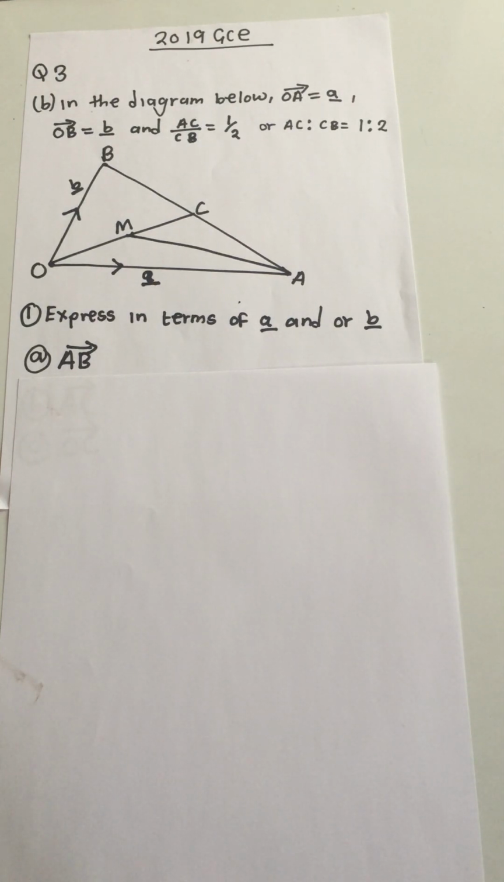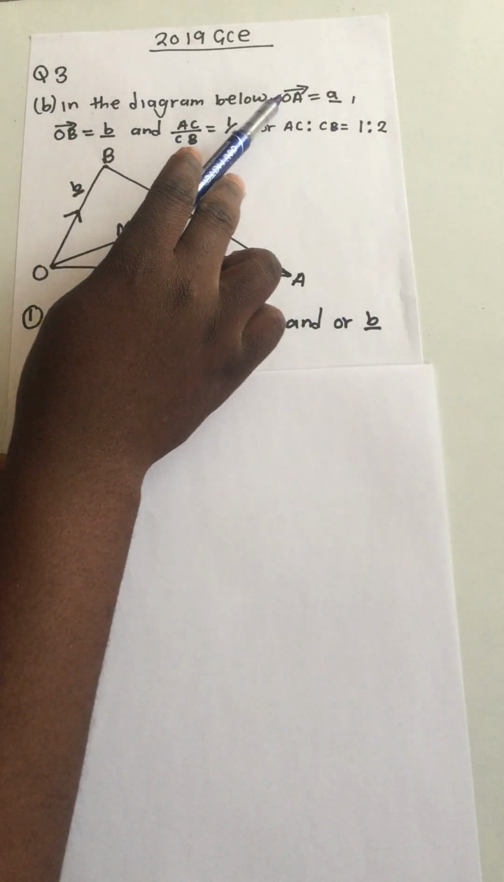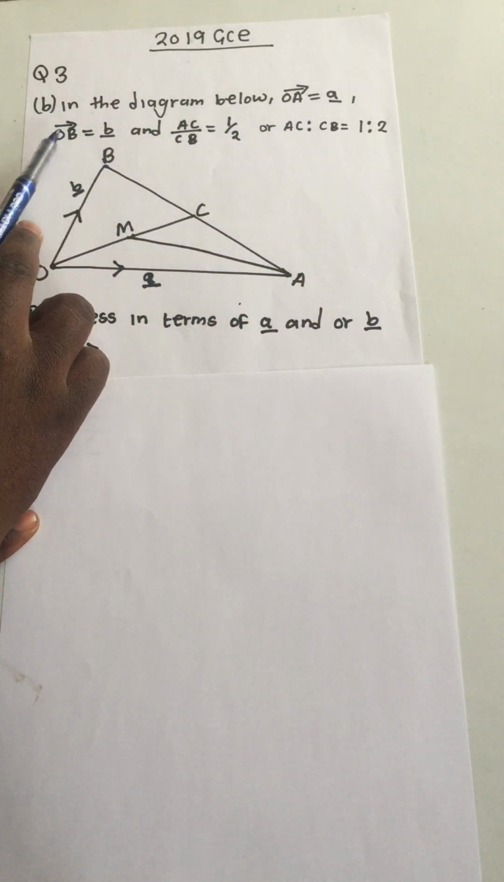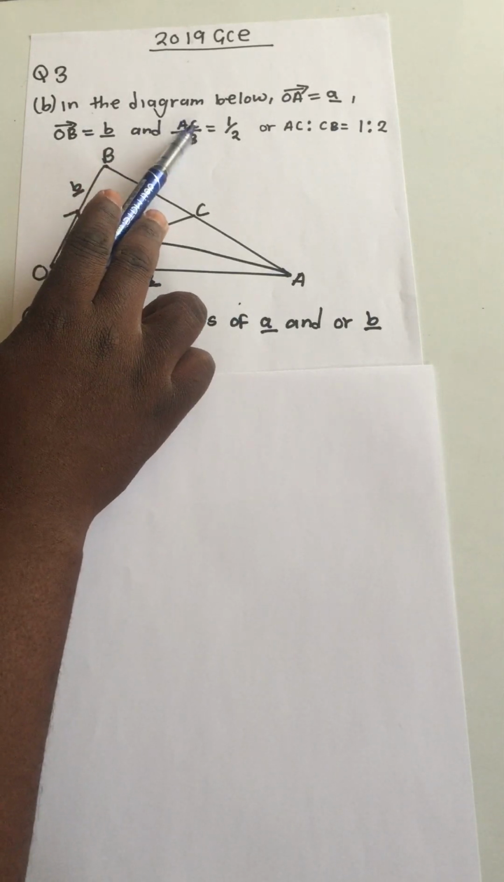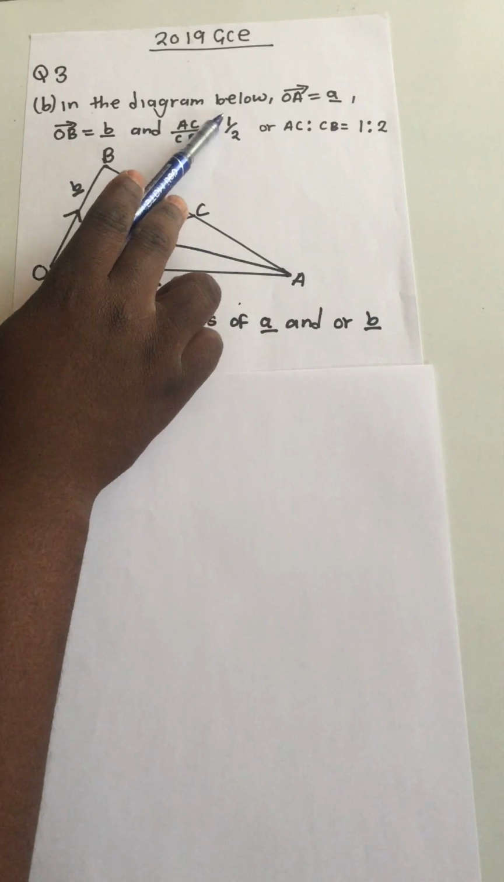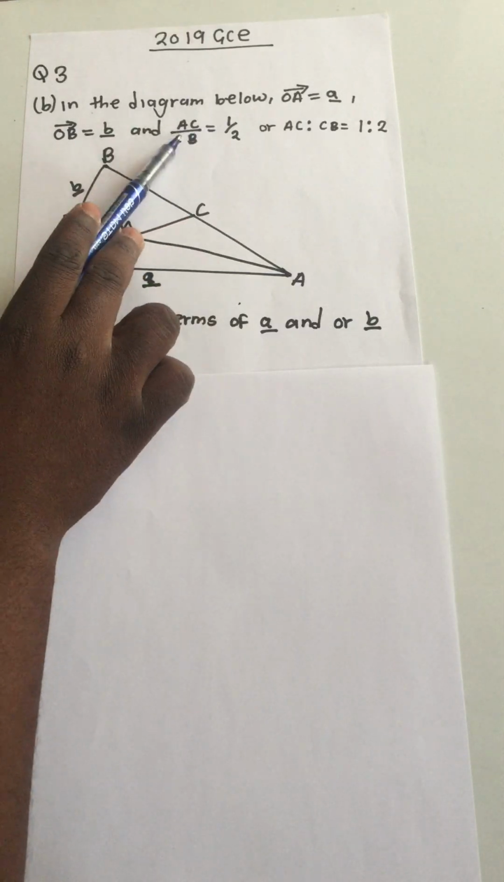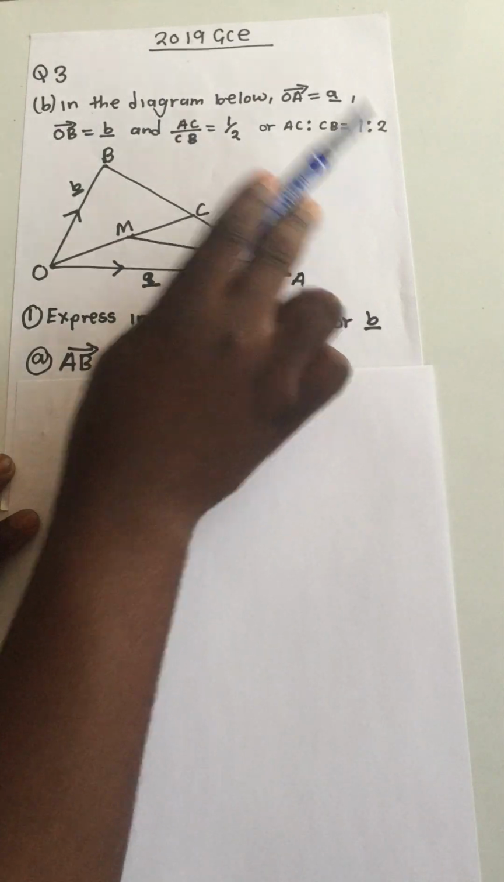This is the 8th geometry, which is 2019 GCE, and it is question 3B. So the first question says, in the diagram below, vector OA is equal to vector A, vector OB is equal to vector B, and AC over CB is equal to 1 over 2. This is the other way of writing this. AC to CB simply means 1 to 2.